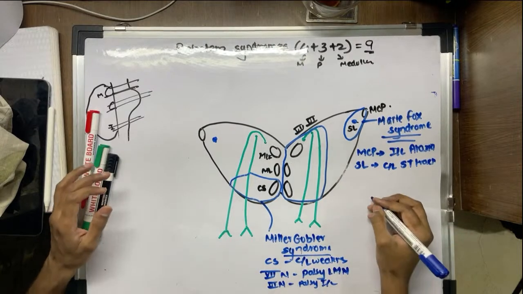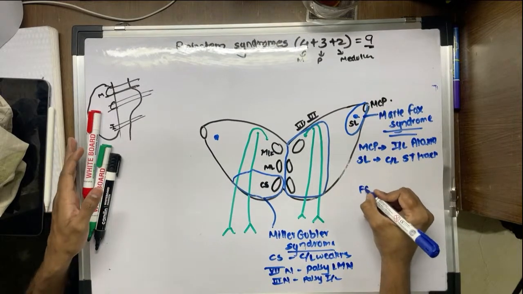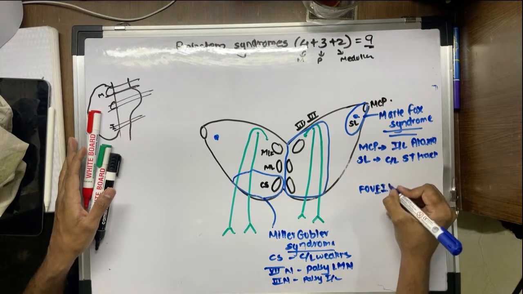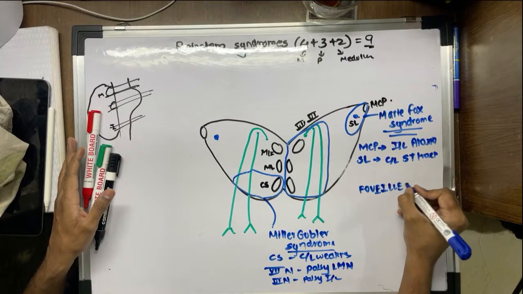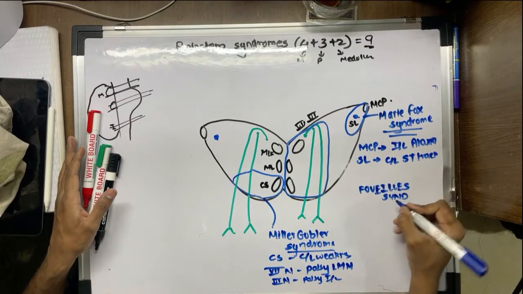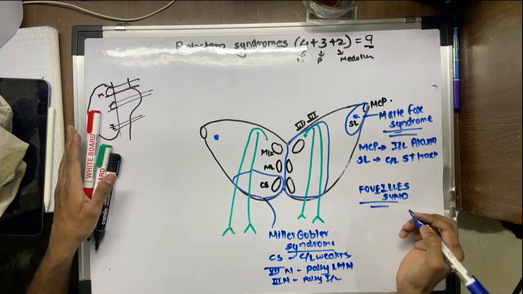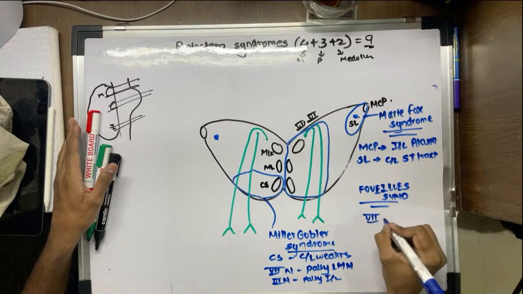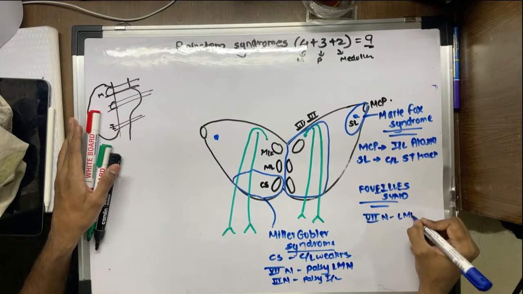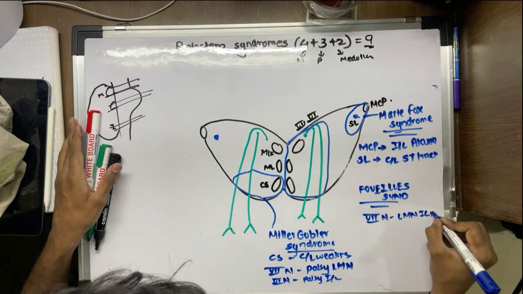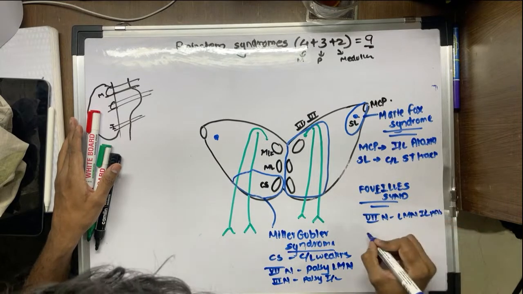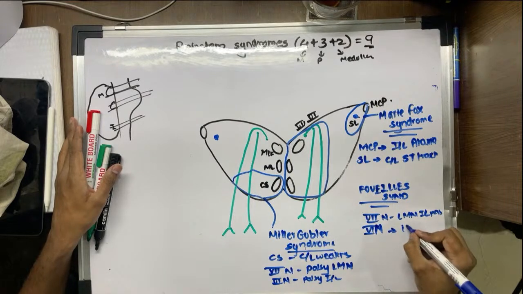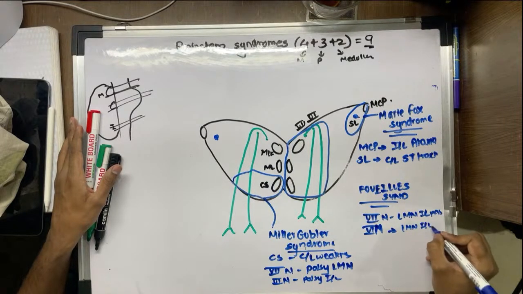Involvement of the entire thing. Now this is called Foville's syndrome. I don't know if I'm writing the spelling right. So what all will be involved? We'll start from the first. 7th nerve, ipsilateral palsy. 6th nerve, again an ipsilateral palsy.